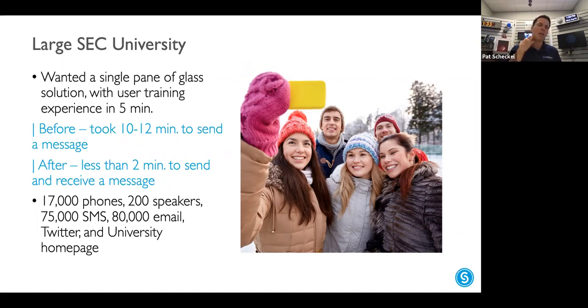And I'll show you what that looks like here in a moment, the user interface. But the idea is, again, speed and reach. So reaching all of their people and reaching them in a lot less time. So you can see the before and after. After, it took less than 2 minutes to send out to every platform at an incredible scale. It's a very large university.